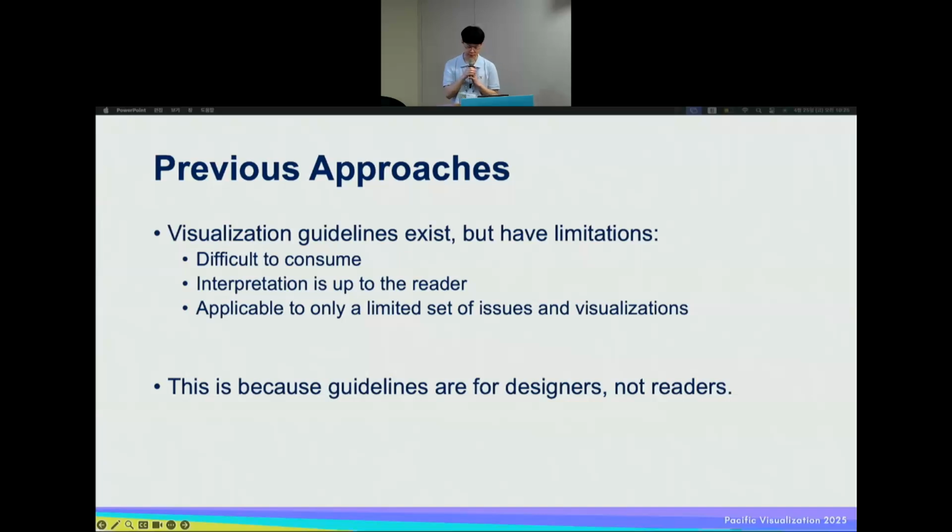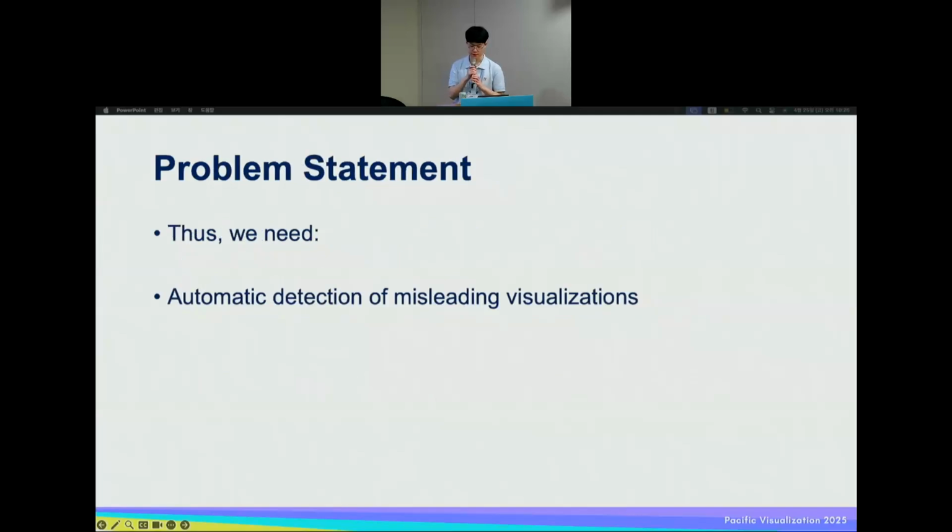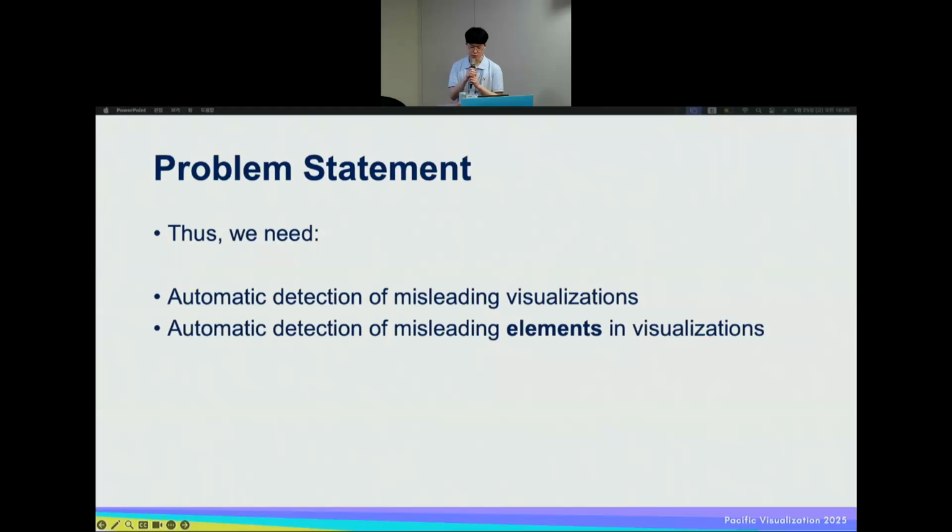For example, a guideline receiving input as VegaLite specs, like you saw before, might help designers produce visualizations without error. However, readers rarely have access to these specifications of the image, and such systems cannot help the reader. Thus, for a reader to effectively find out whether a visualization they are seeing is misleading or not, we need to know three things. One, whether the visualization is misleading. Second, what elements in the visualizations are misleading. And last, why they are misleading.